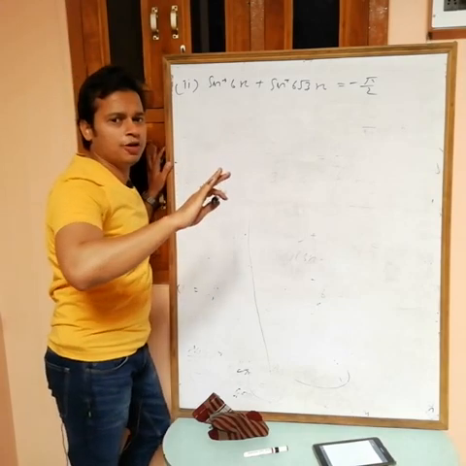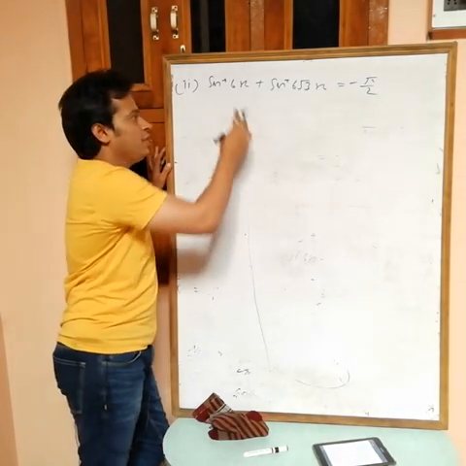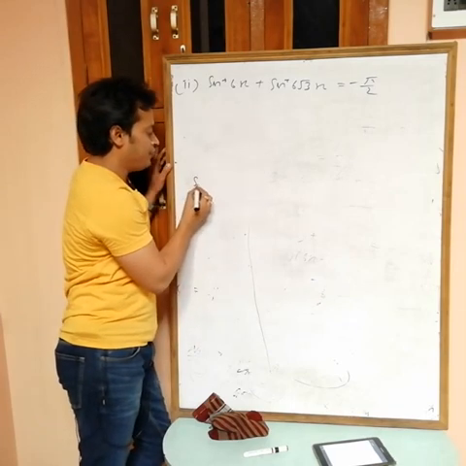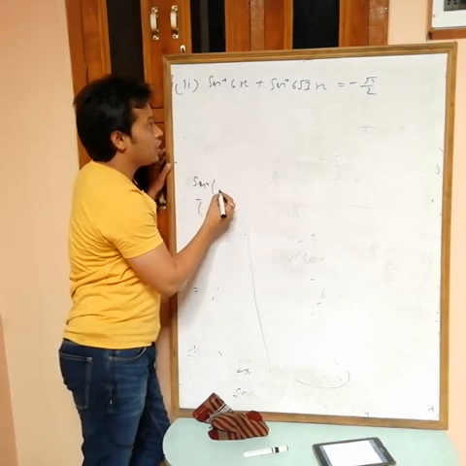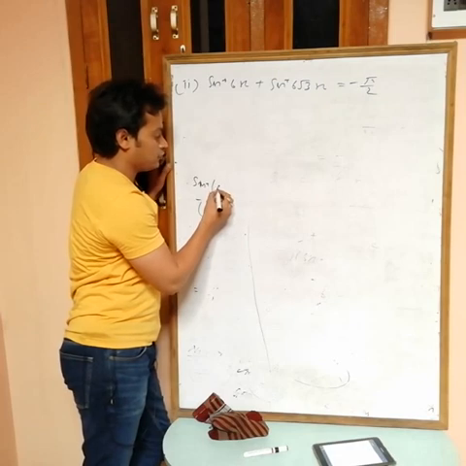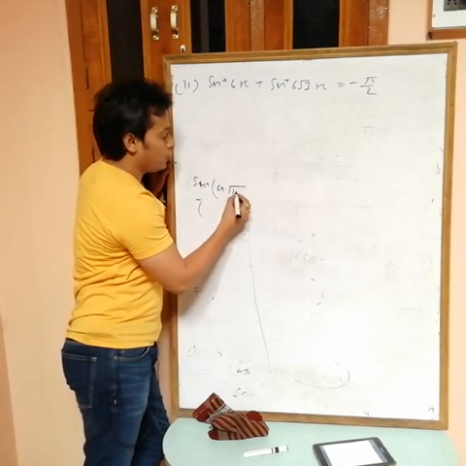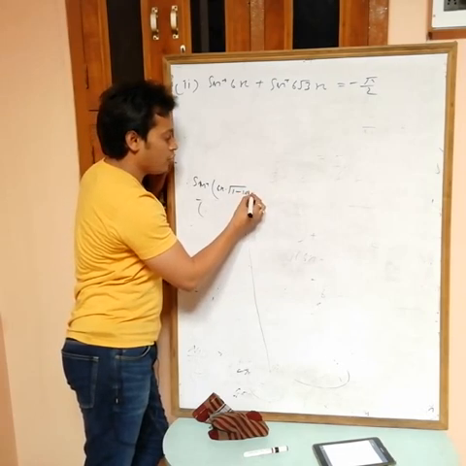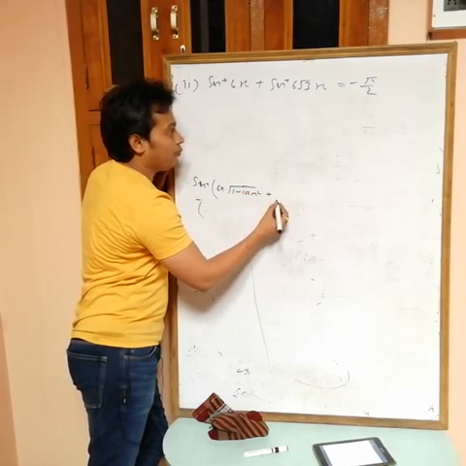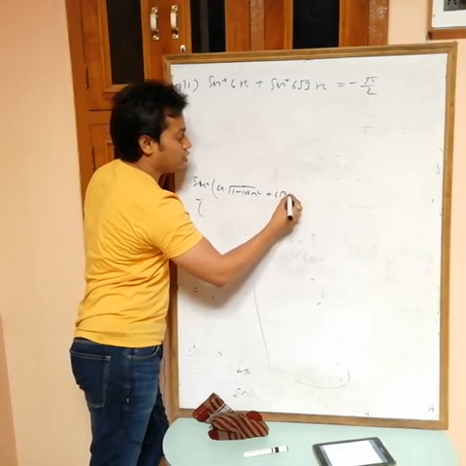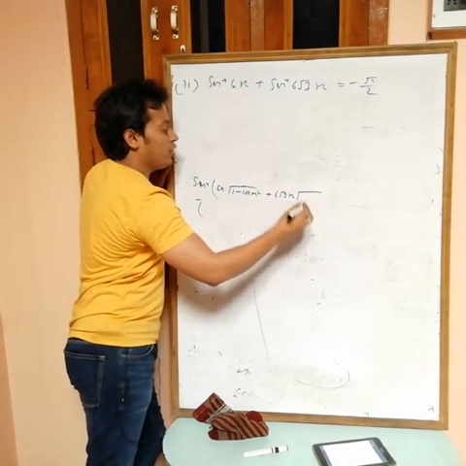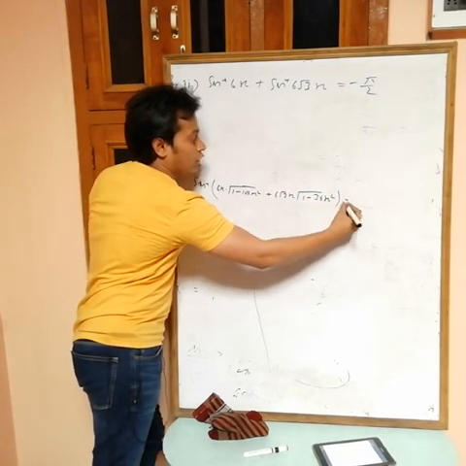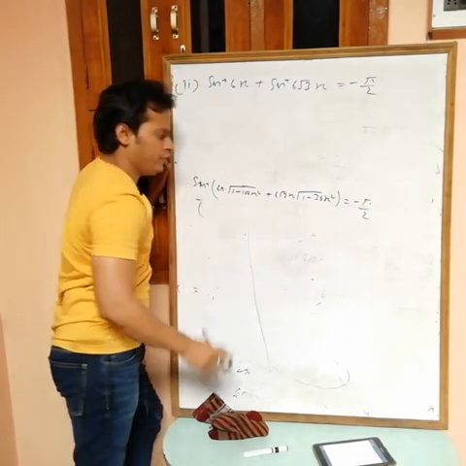See, I have the formula for sine inverse x plus sine inverse y. If I use the formula, what will you get? Sine inverse of 6x root 1 minus this one square, plus y, 6 root 3x, and root 1 minus this one square, equals minus pi by 2. Okay, this is the formula, no problem.